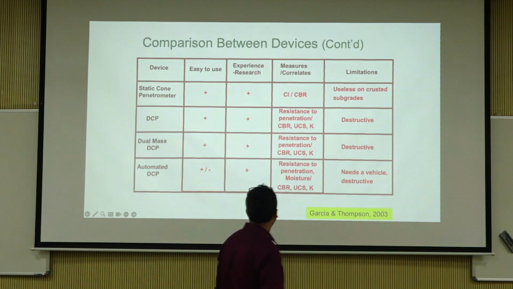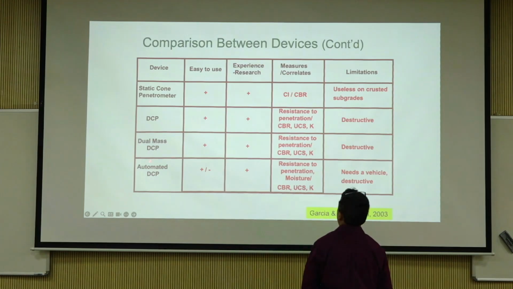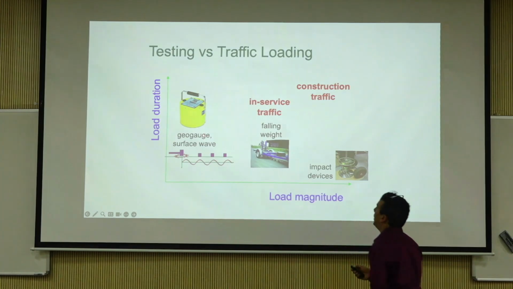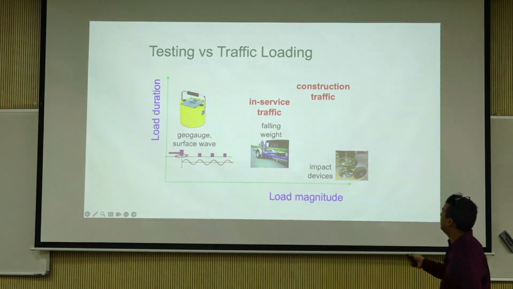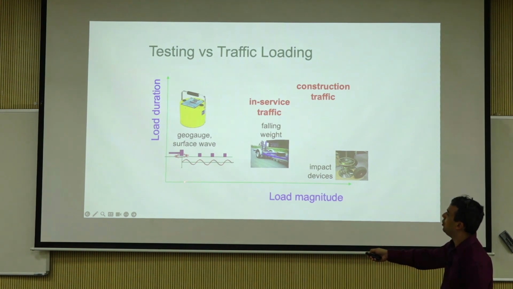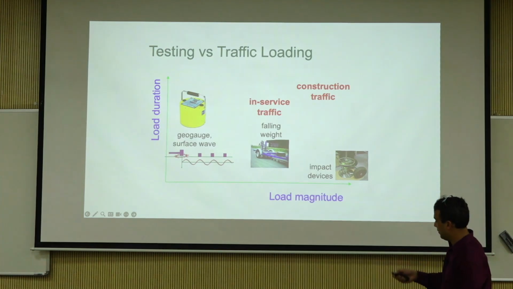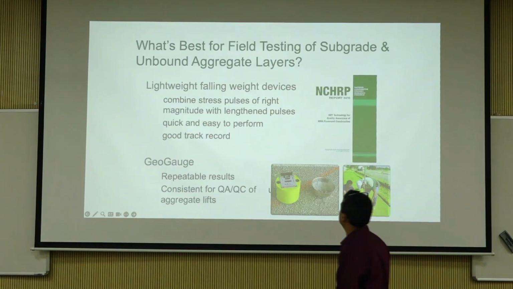So that's something. Static cone, dual mass, you can take a look at that. Testing versus traffic loading, load duration, load magnitude. Impact devices have a very, very high load magnitude, but small load duration. But with GeoGauge or something, you have very, very small load magnitude. You're taking really, really small strain measurements, right? But you're measuring over a larger duration and whatnot.